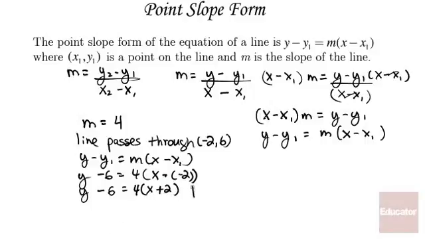What's helpful about this, so I have point slope form, is with a little bit of work, I can put this into the slope intercept form. Recall that this is the point slope form of the equation, and slope intercept form is y equals mx plus b.